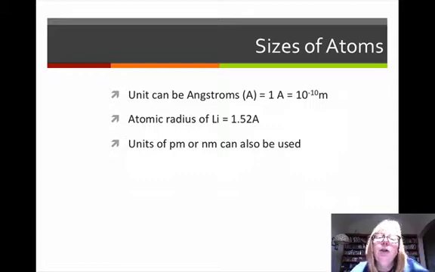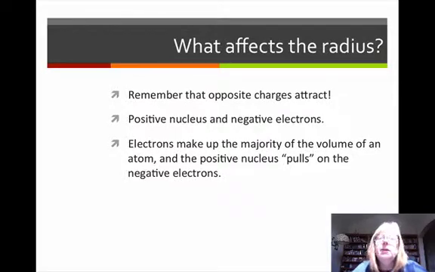So the unit is usually angstroms, which is 1 × 10^-10 meters, and so the atomic radius of lithium is 1.52 angstroms. You can also use the units of picometers or nanometers. Now, what affects how big an atom really is?